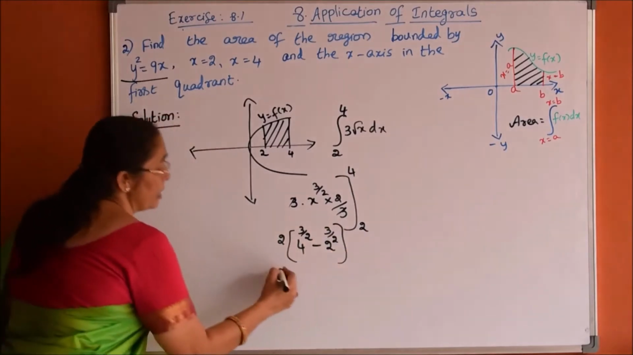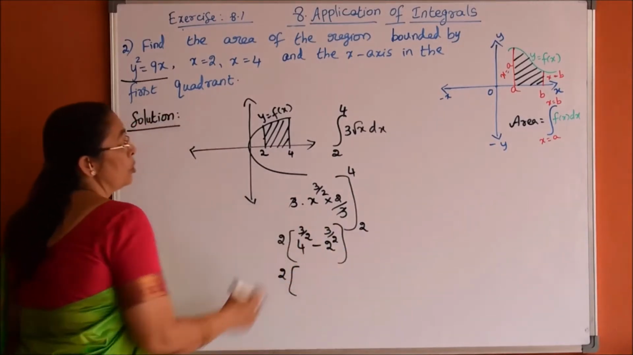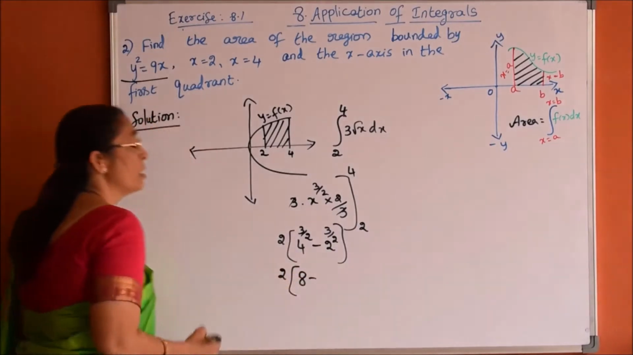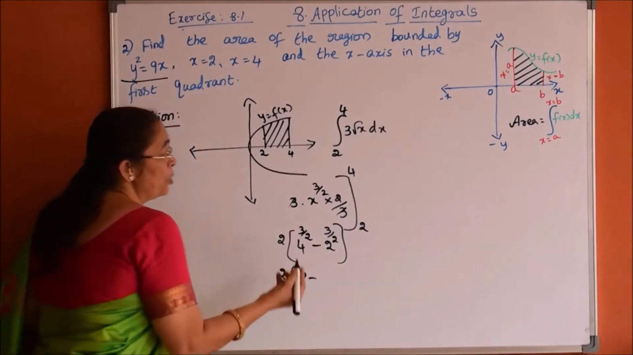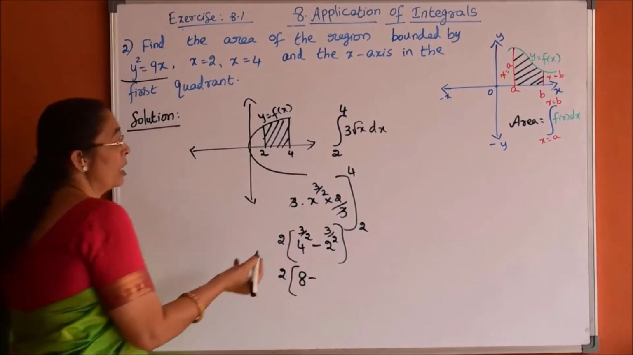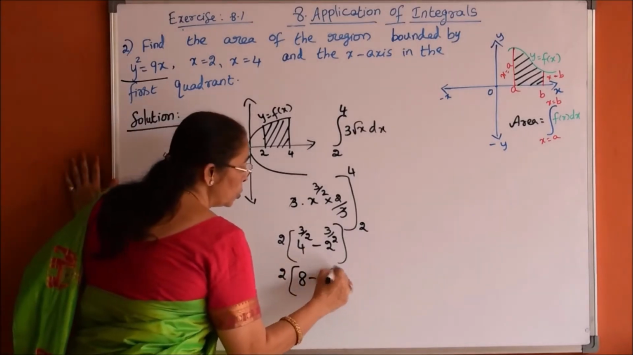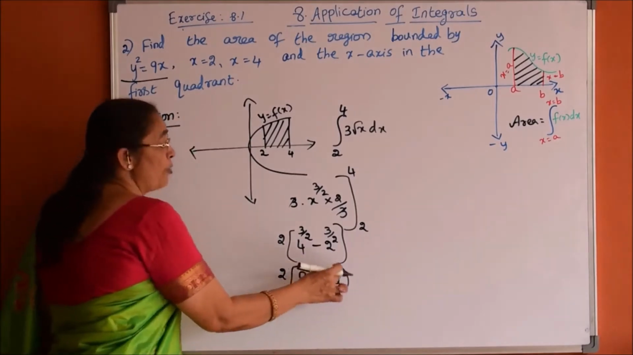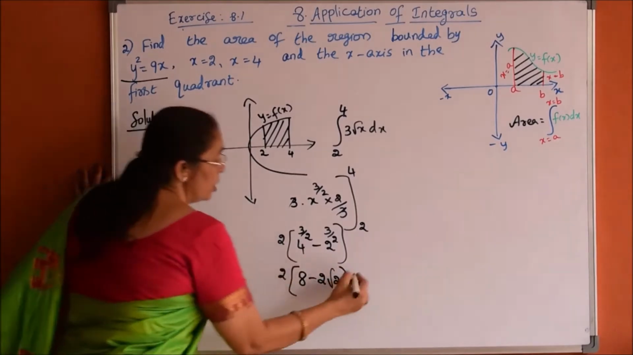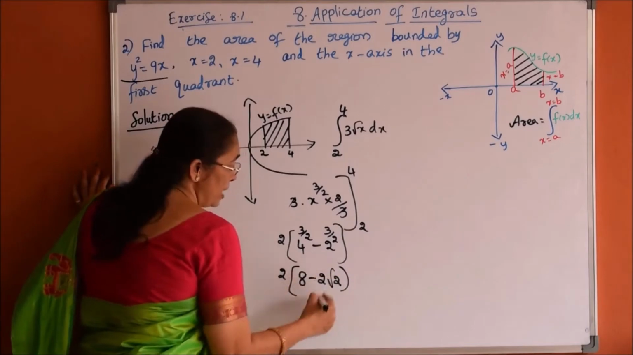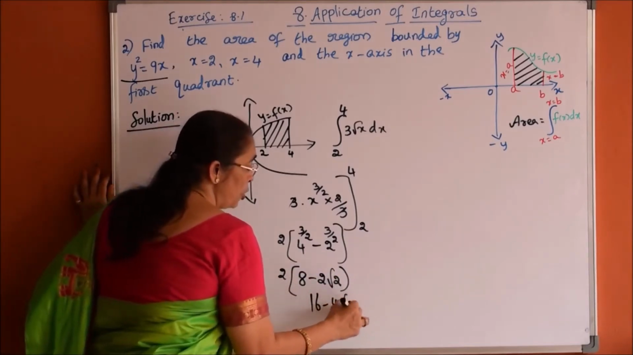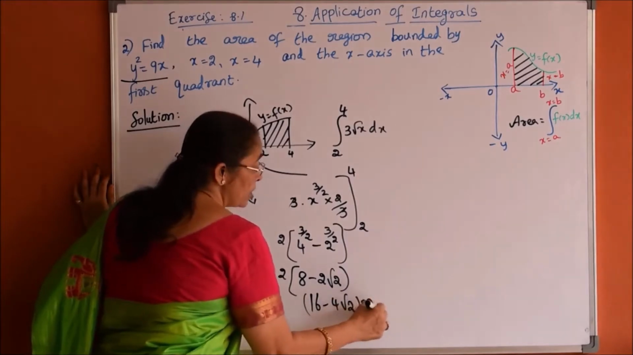So 4 to the power of 3 by 2 minus 2 to the power of 3 by 2. So 4 power 3 by 2 is nothing but 2 square will get cancelled, 2 cube which is 8. 8 minus 2 power 3 by 2, can't simplify further, or we can give just 2 root 2. This is 2 to the power of 1, this is 2 to the power of half, 1 plus half 3 by 2. So 2 times of 8 minus 2 root 2, or otherwise we can write 16 minus 4 root 2 square units.